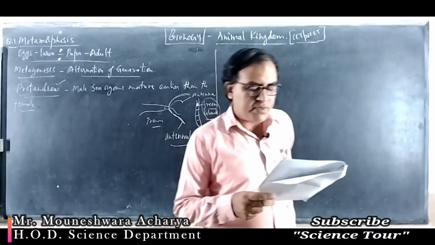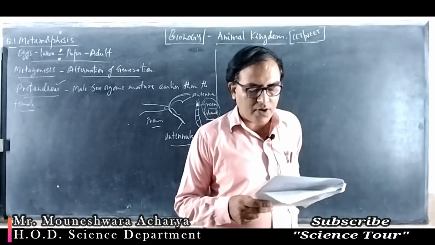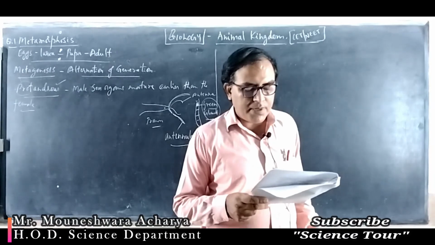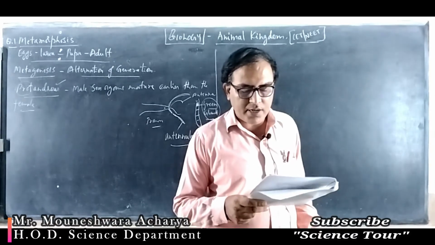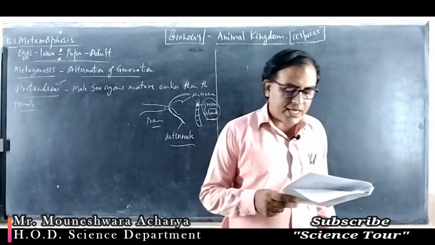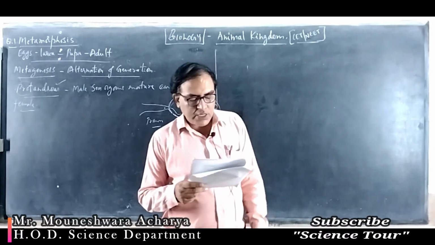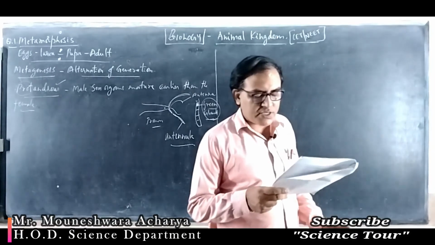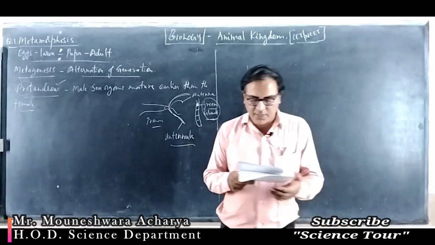Water vascular system is the characteristic of which group of the following? A. Porifera, B. Ctenophora, C. Echinodermata, D. Chordata. Just now you discussed. The option is C. Echinodermata. Question number 15. Segmentation of the body is first observed in which of the following?